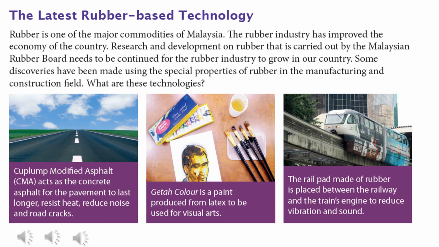Some discoveries have been made using the special properties of rubber in the manufacturing and construction field. What are these new technologies? In road construction, cup-lump modified asphalt CMA acts as the concrete asphalt for the pavement to last longer, resist heat, reduce noise and road cracks.